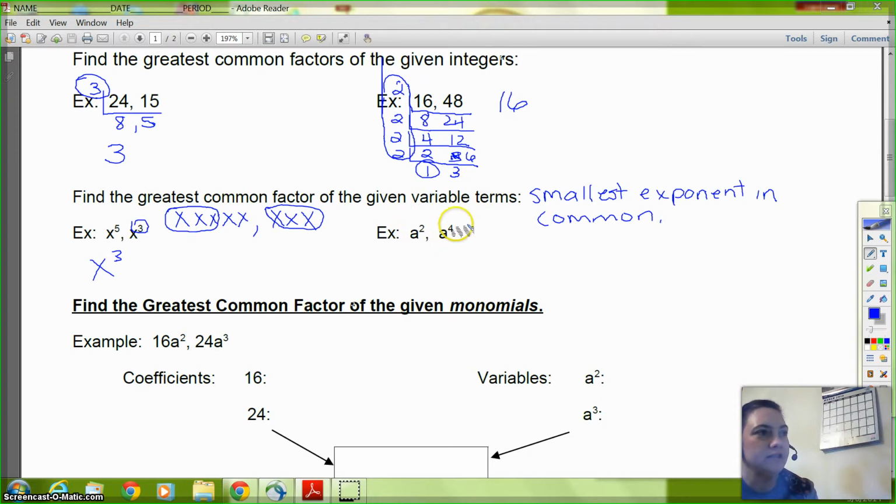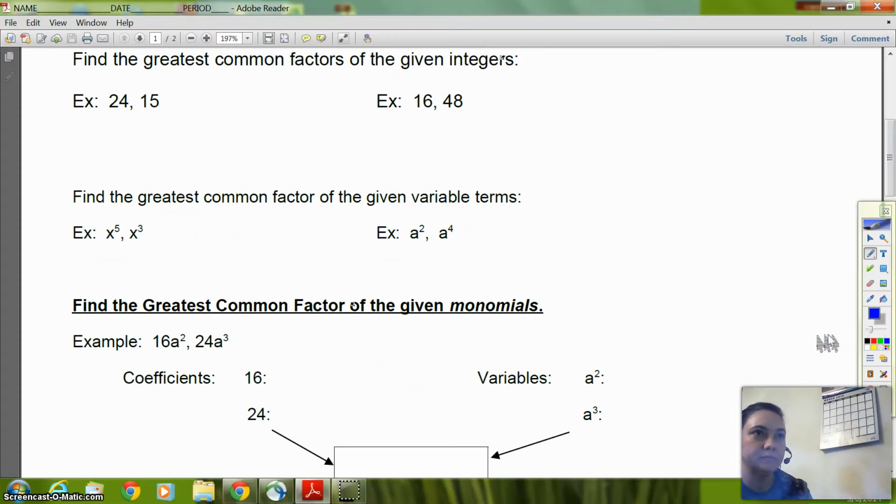So for example, a squared and a to the fourth, again I'm going to look for the smallest exponent, and it's going to be a to the second. So that means they are going to have a to the second in common. And again, a to the second is a times a, and a to the fourth is a times a times a times a. So that means that this has two a's and this has two a's. So a squared is going to be the greatest common factor. Okay, I'm going to need to move my screen down.